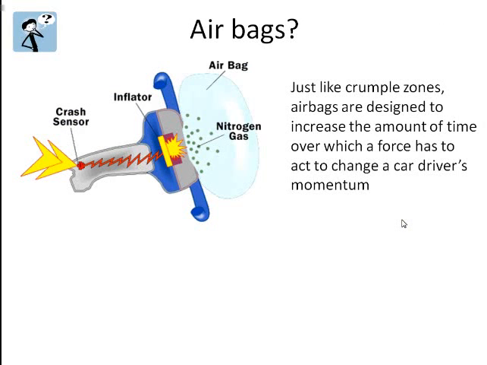So there's something else in a car as well that will help you, an airbag in most cars now. Just like the crumple zones, they increase the amount of time over which the force has to act to change a car driver's momentum. If you're sitting in the driving seat, you have got to lose your momentum. If you're travelling at 30 miles an hour and the car stops, you've got to stop as well. So you need to lose your momentum, but to reduce the force on you, you need to do this over the longest time possible.